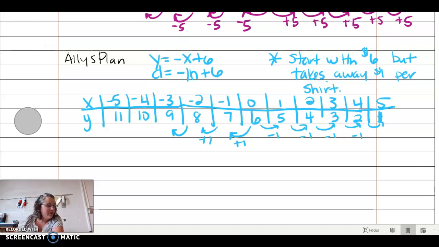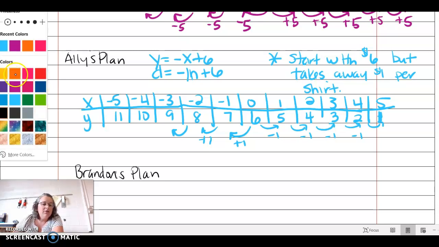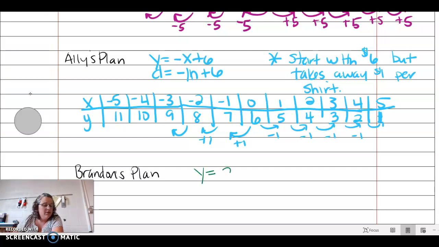All right, let's look at our third and final plan. This is Brandon's plan. And I'll pick a color for Brandon. I'll do this green color here. Brandon's plan, y equals 2.